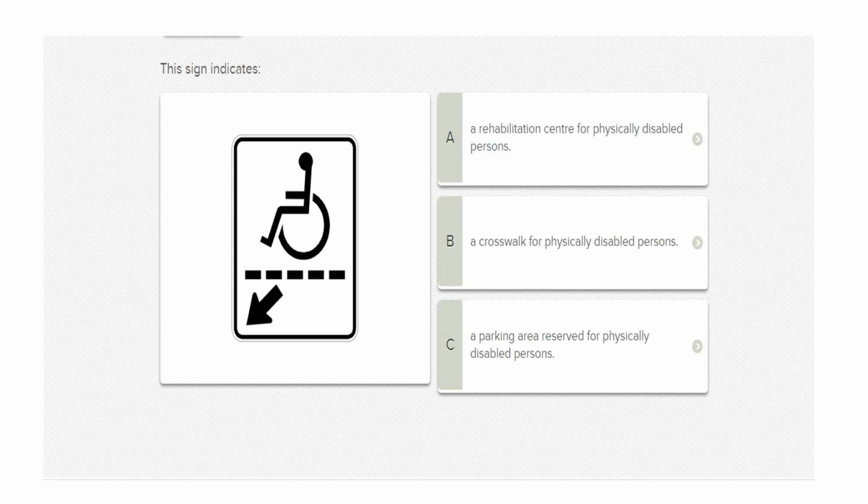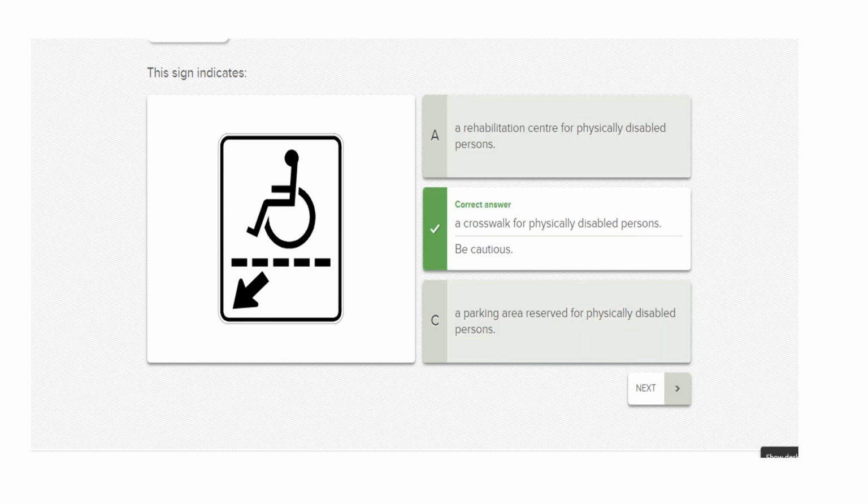This sign indicates option A, a rehabilitation center for physically disabled persons. Option B, a crosswalk for physically disabled persons. Option C, a parking area reserved for physically disabled persons. And the answer is option B, a crosswalk for physically disabled persons.